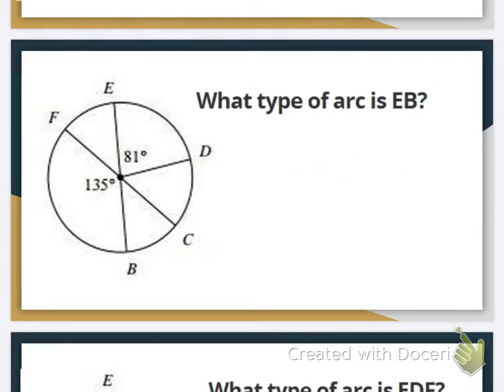I feel like this one's a little tricky. So arc EB is right here. If it is under 180 degrees, we call it a minor arc. If it's over 180 degrees, we call it a major arc. But if it's exactly 180 degrees, which is what this one kind of looks like, we call it a semicircle. I'll also take major arc because we didn't really talk about a semicircle.